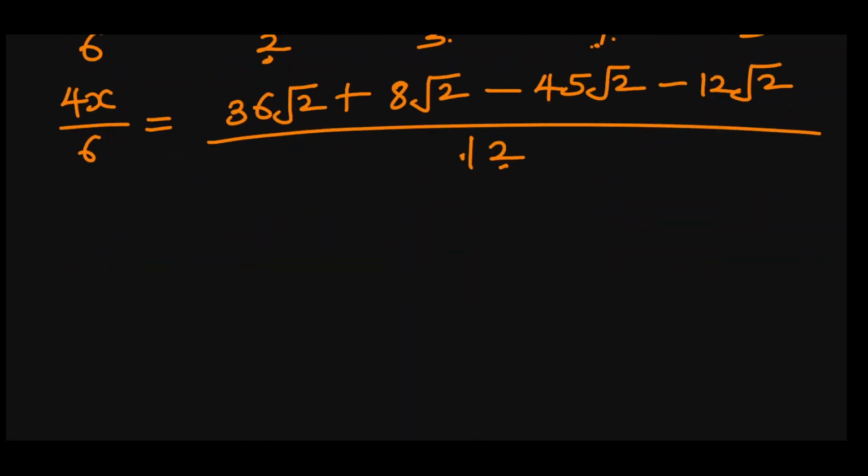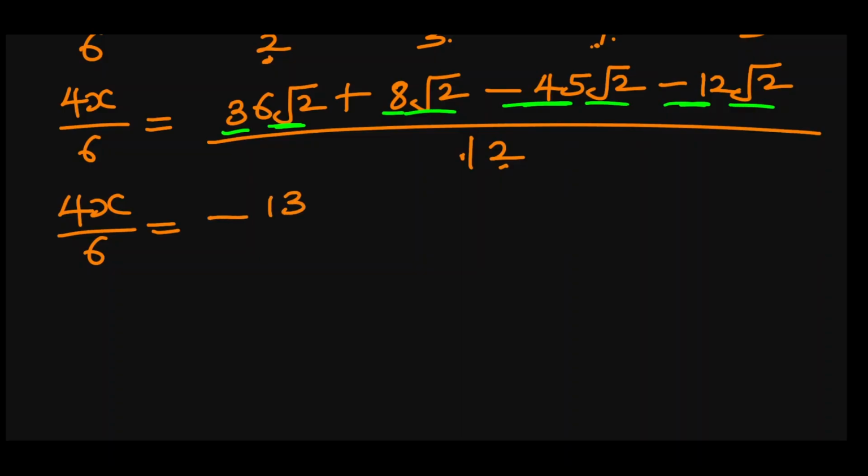So if we simplify further, as you can see, each of these terms has root 2. So this makes all of them like surds, or like roots, so we can add and subtract them. So this will now give us 4x over 6 is equal to 36 plus 8 is 44. Then 44 minus 45 is minus 1. Then minus 1 minus 12 is minus 13. So this gives us minus 13 root 2 over 12.